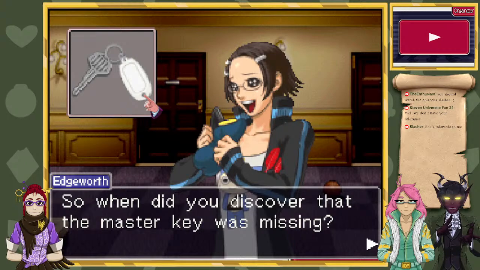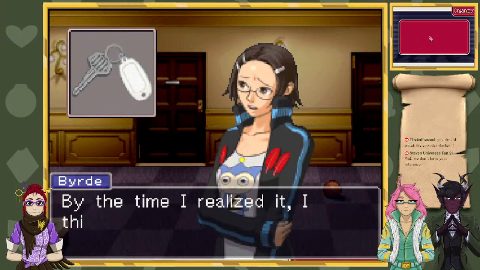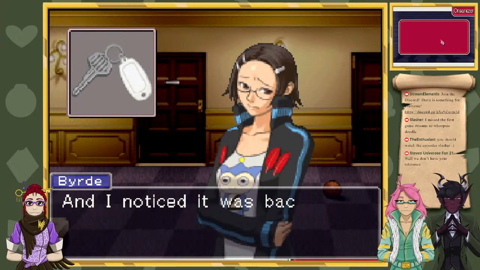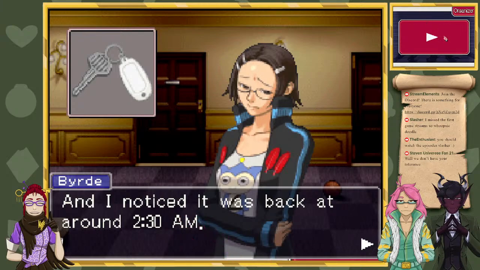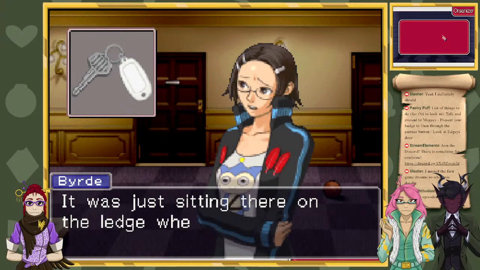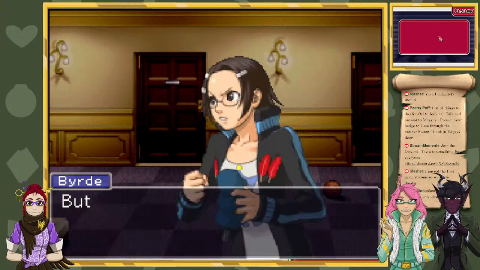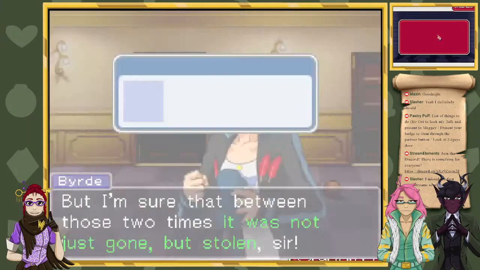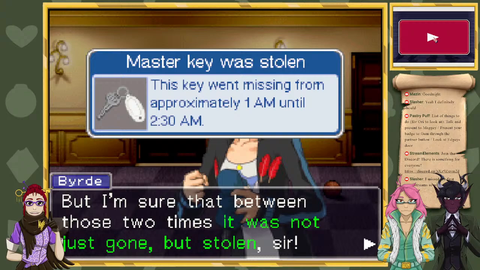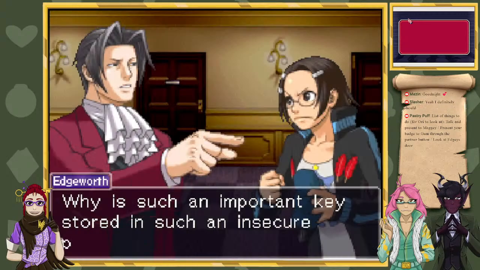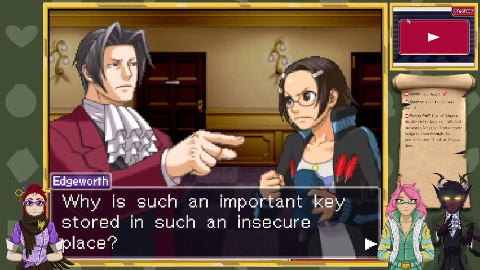So, when did you discover that the master key was missing? By the time I realized it, I think it was around 1 a.m., sir. And I noticed it was back at around 2:30 a.m. It was just sitting there on the ledge where the security room's reception window is. That sounds like a bad design. It's really bad design, but I'm not in charge of that. But I'm sure that between the two times, it was not just gone, but stolen, sir. Ooh, logic. Wait, Ori, do the creation of man.